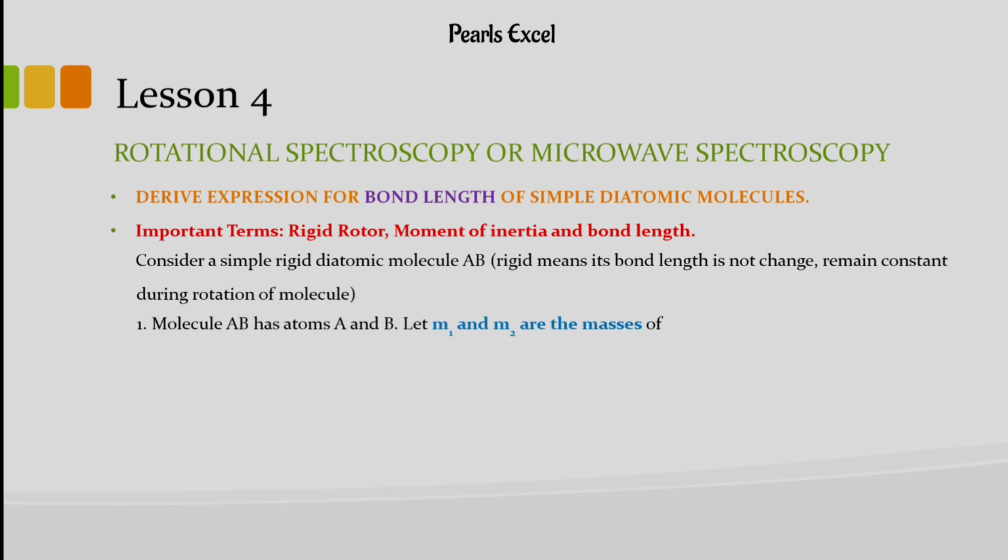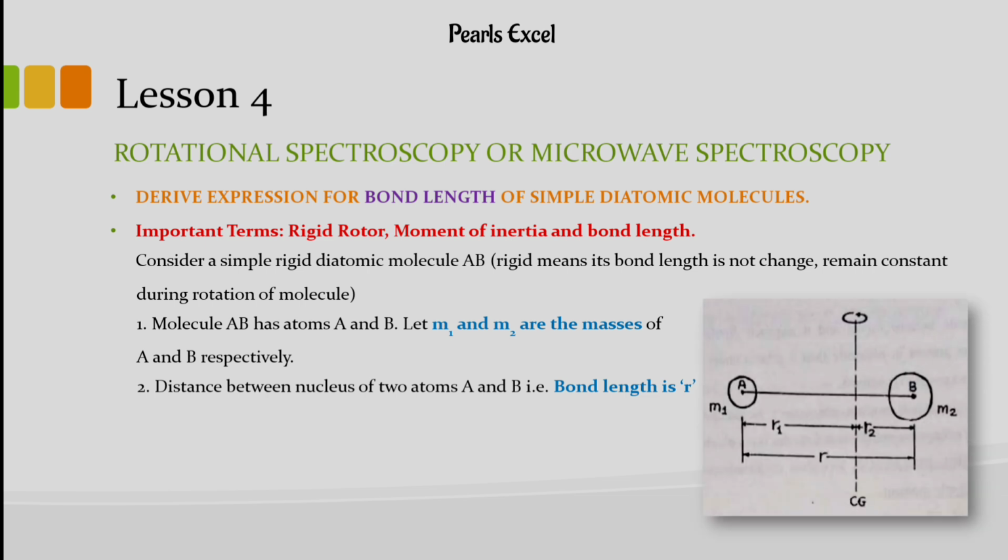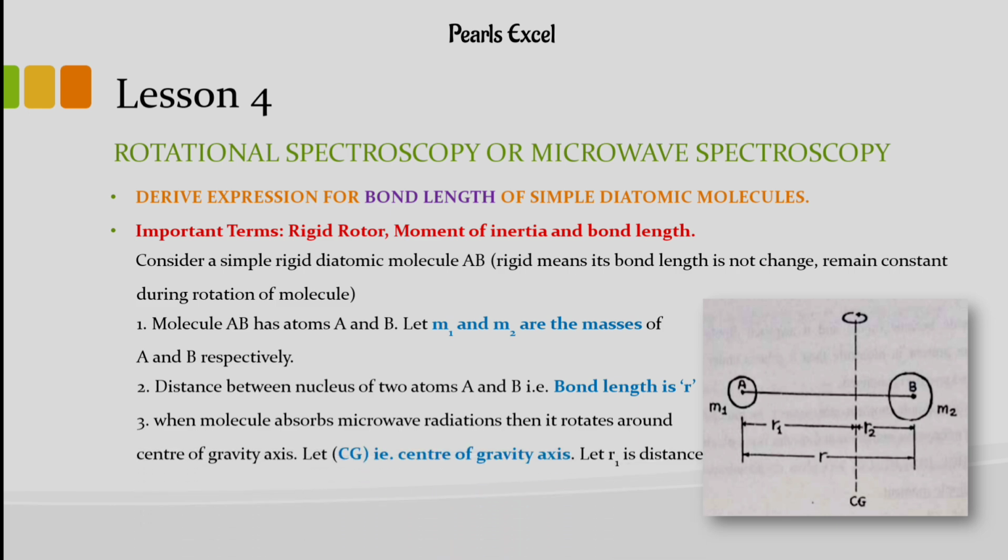Now, molecule AB has atoms A and B. Let m1 and m2 be the masses of A and B respectively. Likewise, the distance between the nuclei of the two atoms A and B, that is the bond length, is r. When the molecule absorbs microwave radiations, it rotates around the center of gravity axis, that is CG. Let r1 be the distance of atom A from the center of gravity and r2 the distance of atom B from the center of gravity. This is just a basic introduction of this diagram and we assign them certain symbols.